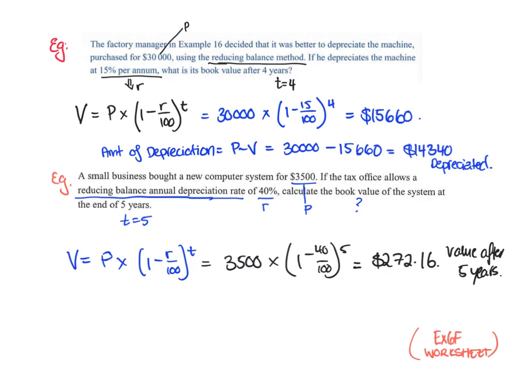So it now is only valued at that. It's dropped a fair bit in the 5 years. Okay, so today you're just doing 6F from that worksheet that I sent out yesterday.